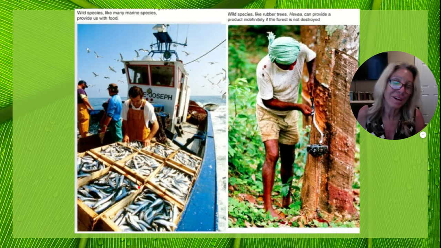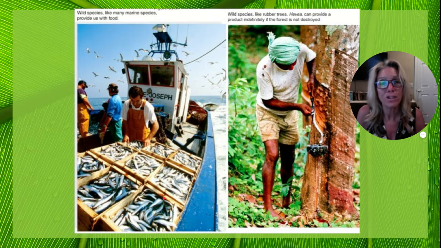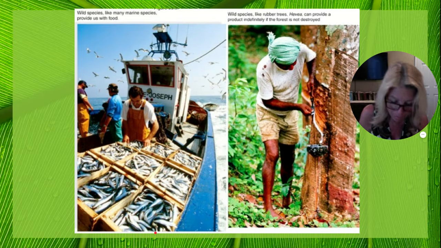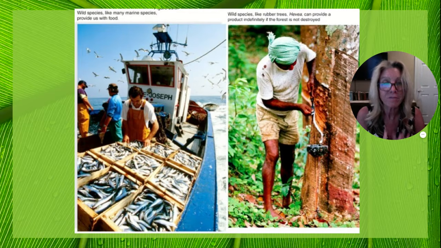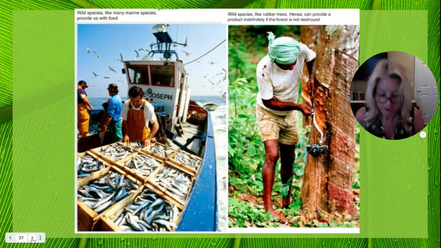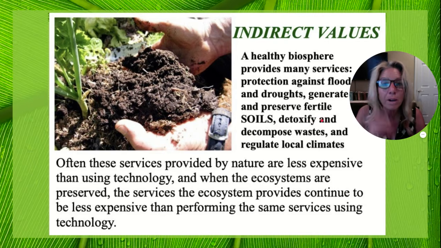And then we got to really look at what we're doing to the oceans, right? And the decimation of all the fish and what the fish depend on for food, as a result of overfishing. And we'll talk about that a little bit more. So what you need on rubber trees: they can provide a product indefinitely if kept alive, as long as the tree is alive. All right. Indirect value.